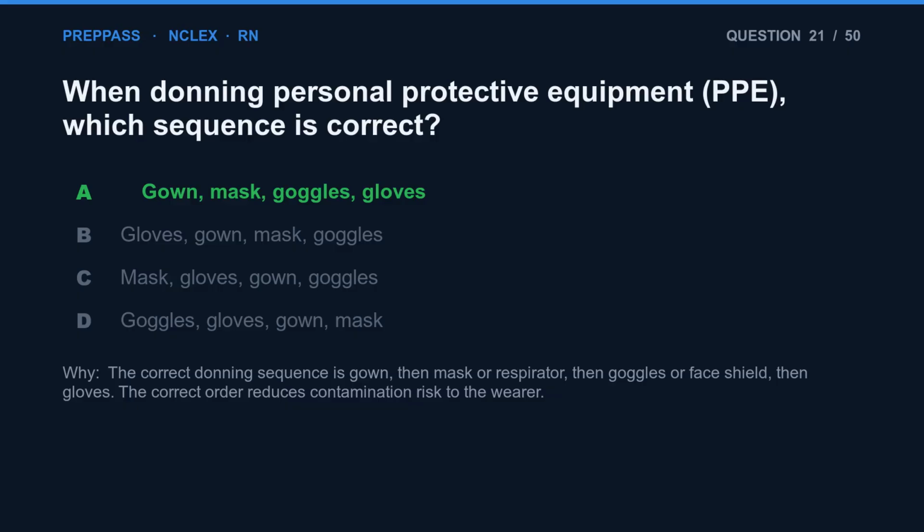The correct answer is A. The correct donning sequence is gown, then mask or respirator, then goggles or face shield, then gloves. The correct order reduces contamination risk to the wearer.